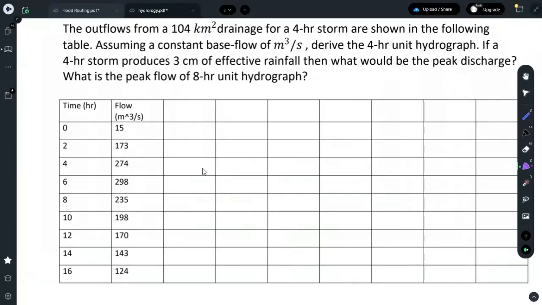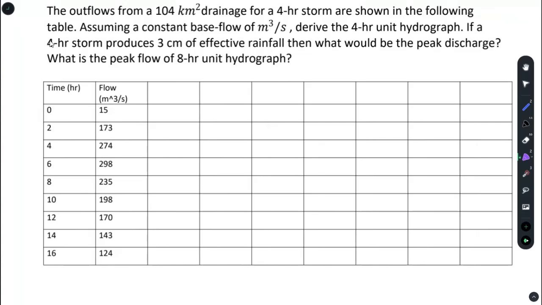So in this problem, we have a flow at different times in a particular section of a catchment area of 104 square kilometer, and it is due to a storm of 4 hours, and it has a constant base flow of, sorry, I missed that. That is 15 meter cube per second base flow, and you are asked to derive the 4 hour unit hydrograph.